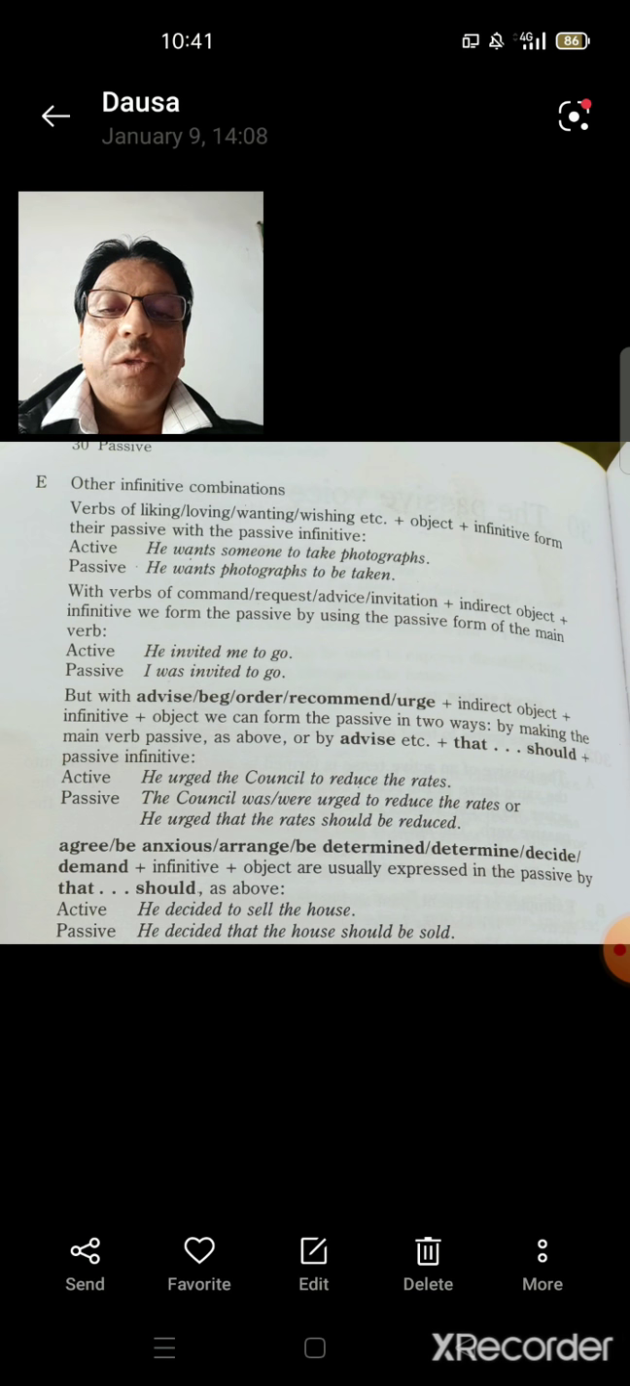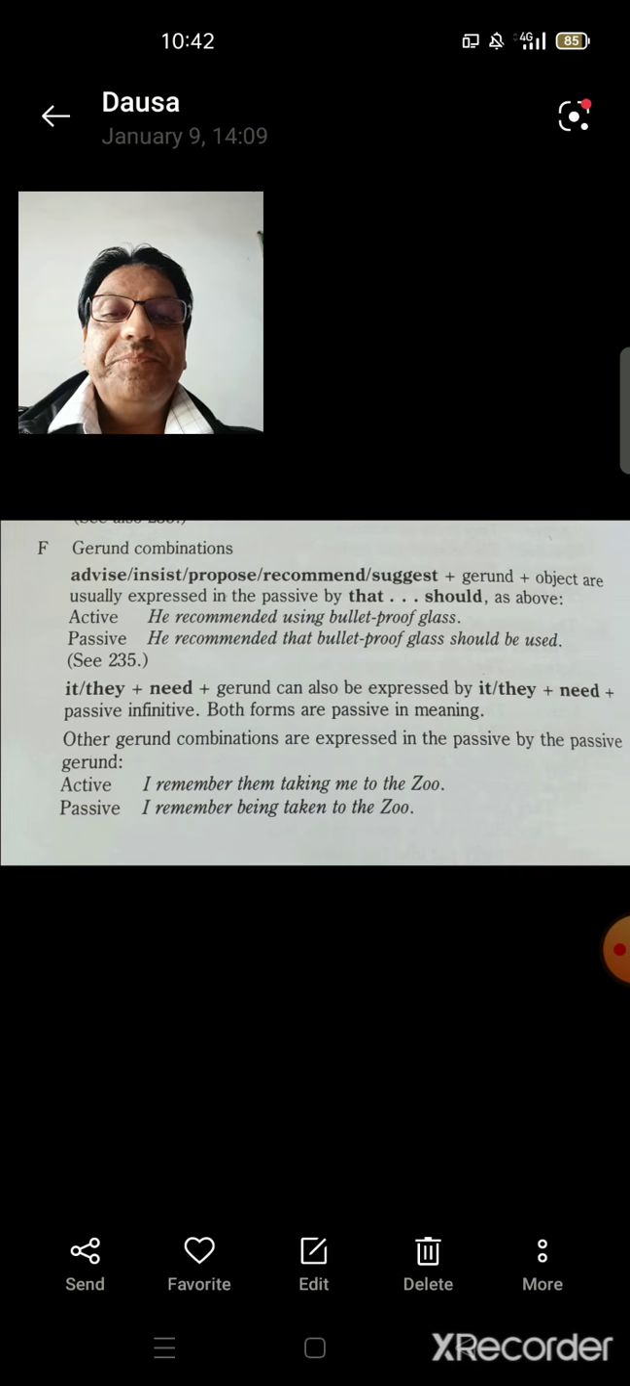In the next case, we have the verbs like advise, beg, order, recommend, urge plus indirect object plus infinitive plus object. For instance, the active form is he urged the council to reduce the rates. The passivization can be in two ways. The council was urged to reduce the rates, or he urged that the rates be reduced. Another case is with verbs agree, be anxious, arrange, be determined, decide, demand, plus infinitive plus object. He decided to sell the house. He decided that the house be sold. This is the passivization for this active form.